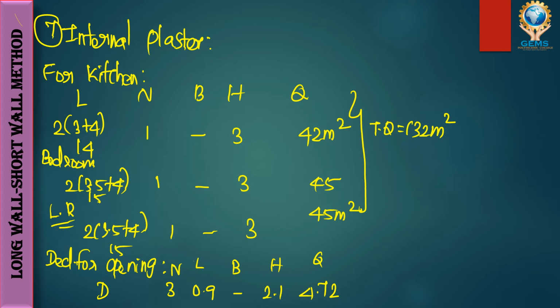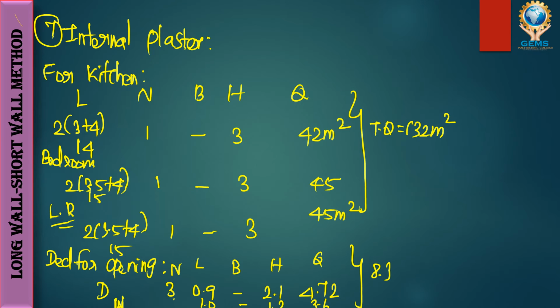So the same for windows also. We need to enter how many windows there are, then the dimension, then breadth we need not consider, then the height 1.2. So we will get the quantity as 3.6 like that. Okay, so we will get the total value as something like 8.3.